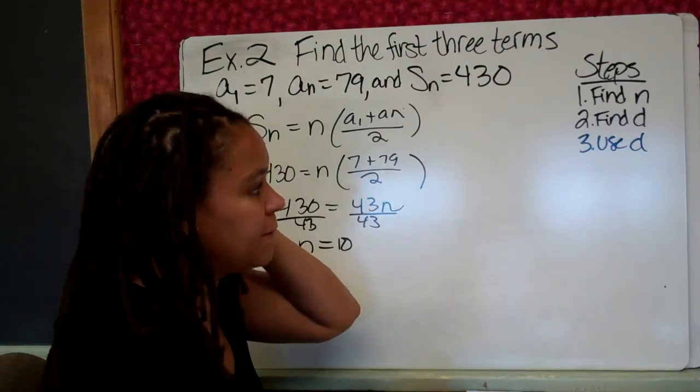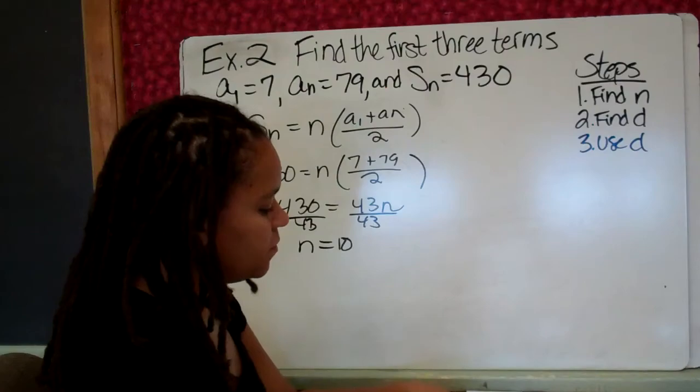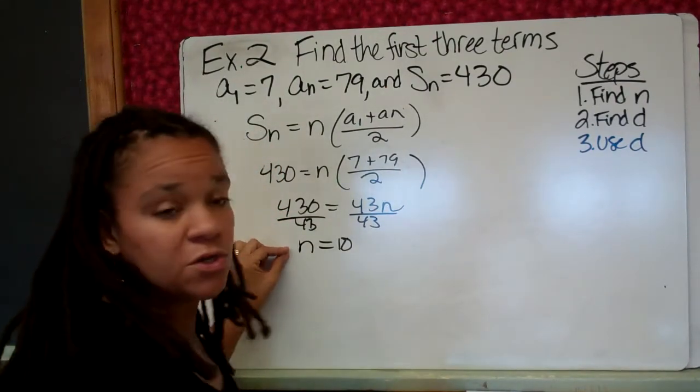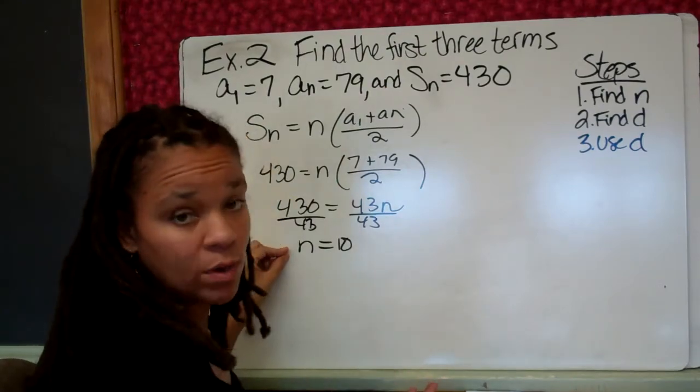It's going to help us a little bit. We want to figure out the first 3 terms. So now that we know that n is 10, we can use our explicit formula to figure out what d is.